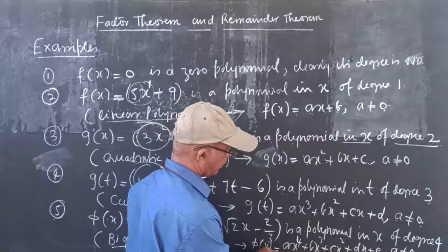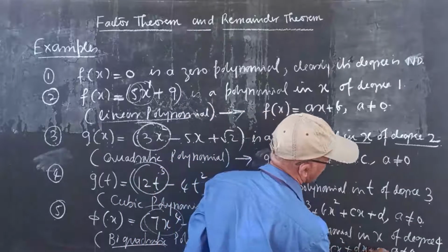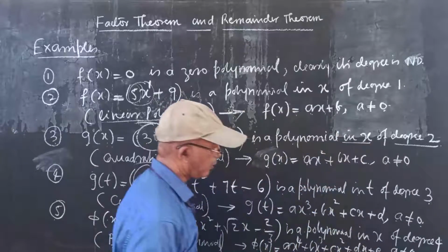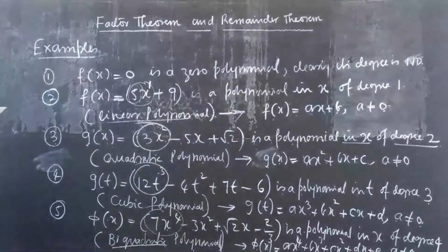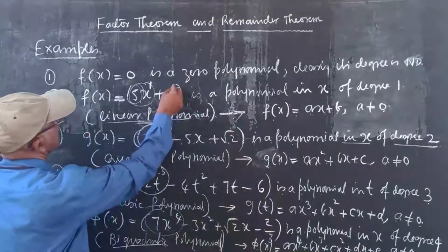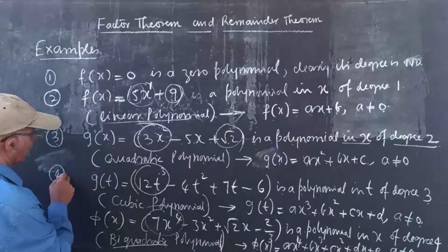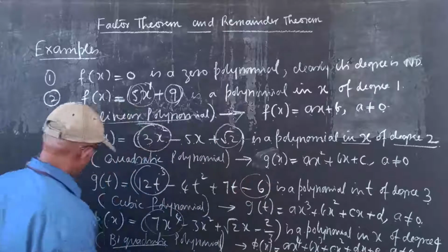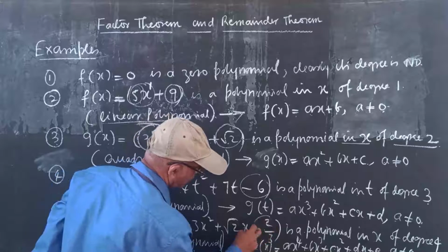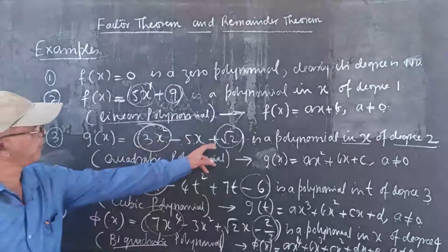Its general form is given by ax to the power of 4 plus bx cube plus cx square plus dx plus e, provided the leading term coefficient is not equal to 0. And the constant term in the first case is 9, in the second case is root 2, and in the fourth case it is minus 6. In the fifth case it is minus 2 by 3. So these are all the terms of a polynomial.